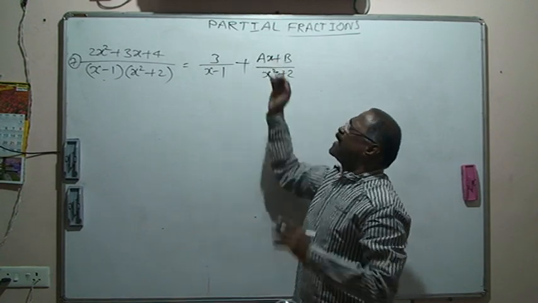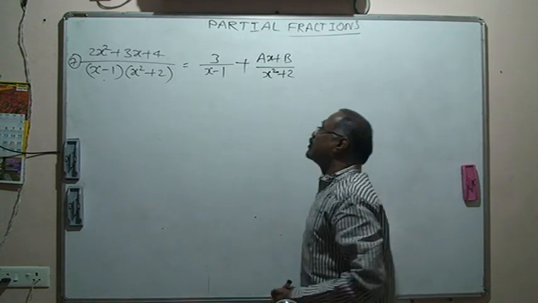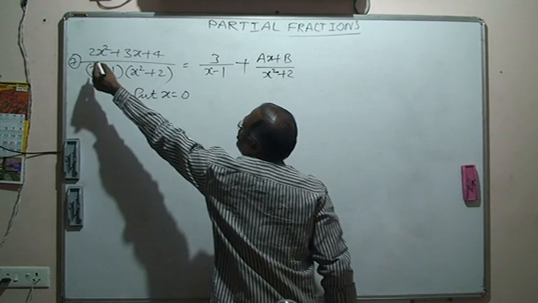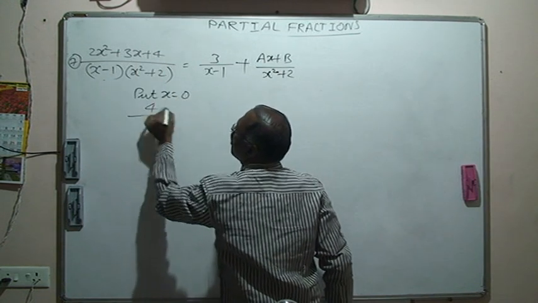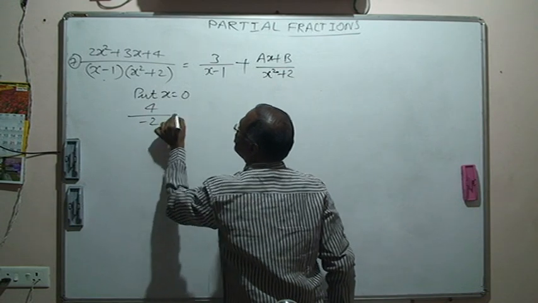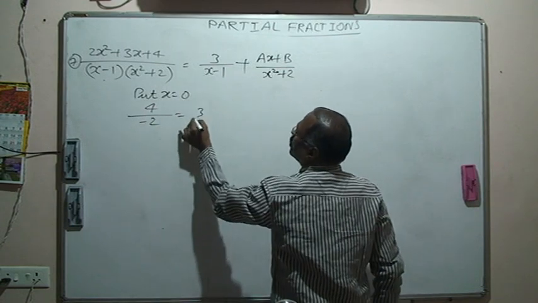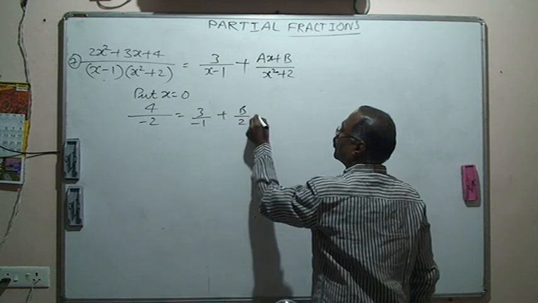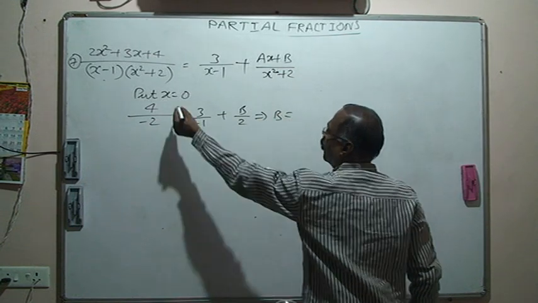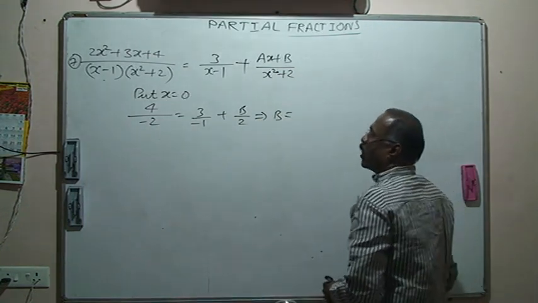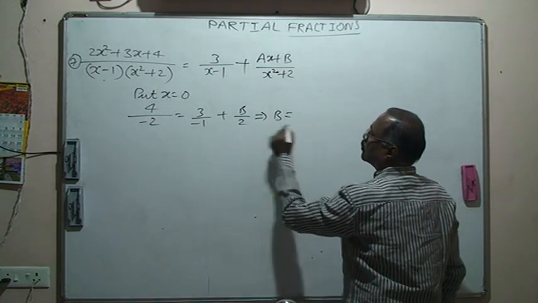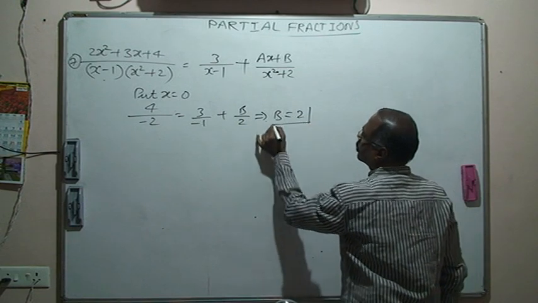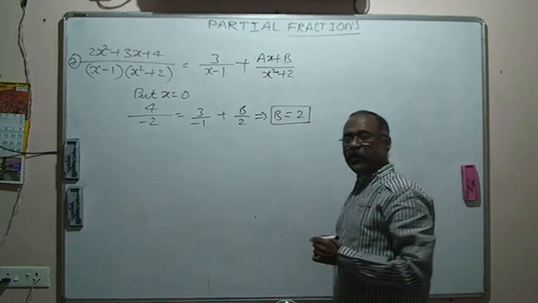Now what I'm doing, I'm putting x equal to 0 here. So put x equal to 0. What is that again? Just check. 0, 0, 4. Minus 1 into 2, minus 2. 3 by minus 1. 0 plus b by 2. So what is b now? Minus 2 plus 3, 1. B is equal to 2. Got it? You got it.